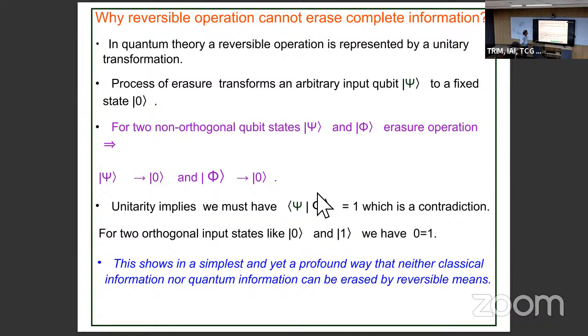Okay. Even more importantly, suppose psi and phi are orthogonal, that means I have 0 on this side and 1 on this side. Again, a contradiction. Okay. So that is essentially the reason why you cannot erase classical information nor quantum information by a reversible operation. Okay. This shows in the simplest and a profound way that neither classical information nor quantum information can be erased by a reversible operation.